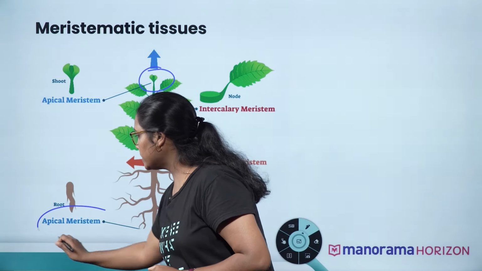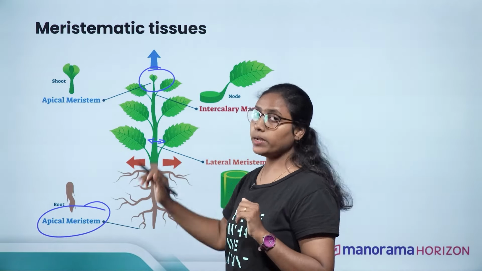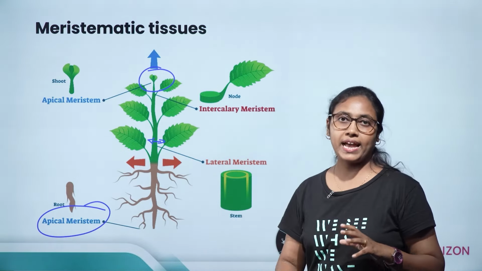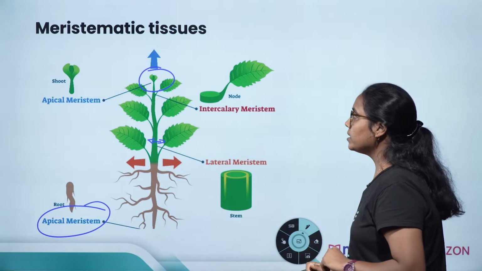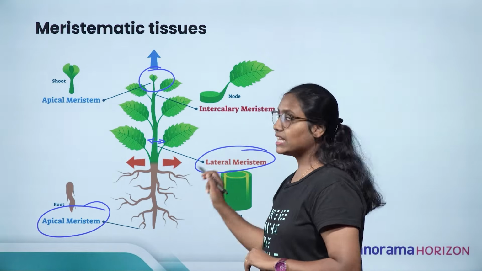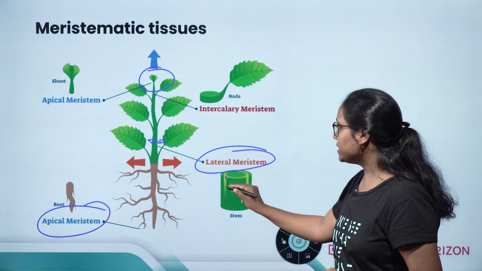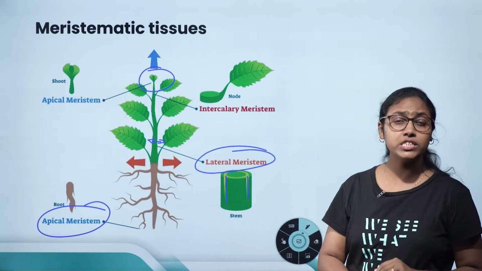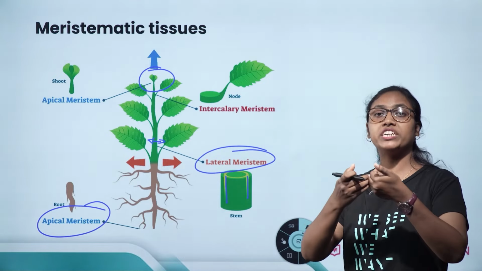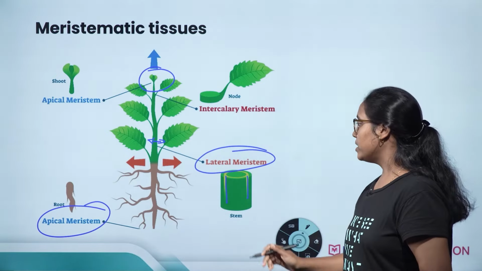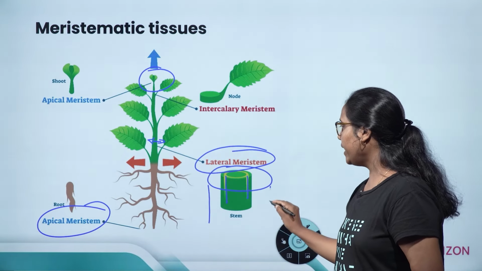One is apical meristem, which is seen in the tips, either in the shoot tip or in the root tip, and this helps in the elongation of shoot or root. Another meristem is lateral meristem. You can see here, it is seen on the lateral side of the stem. This helps to increase the girth of the stem, so because of this lateral meristem, the girth of the stem slowly increases.